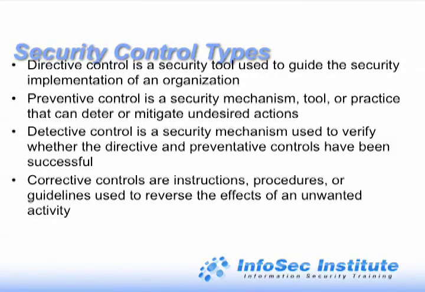Okay, security control types. Directive controls are security tools used to guide the security implementation of an organization. Preventative controls are a security mechanism, tool, or practice that can deter or mitigate undesired actions. Detective controls are security mechanisms used to verify whether the directive or preventative controls have been successful. And corrective controls are instructions, procedures, or guidelines used to reverse the effects of an unwanted activity.